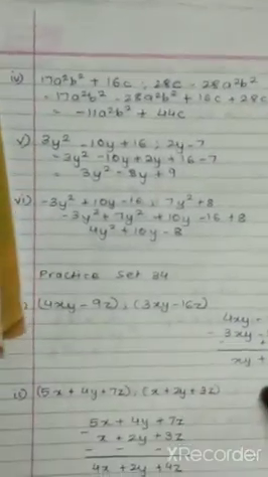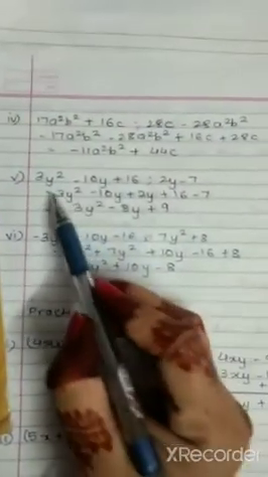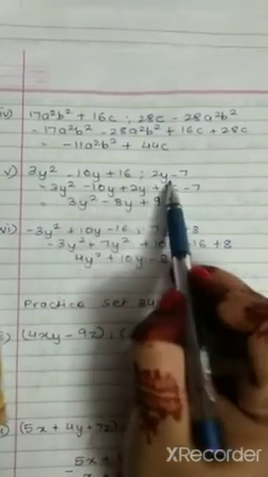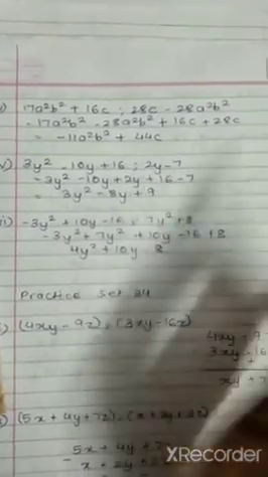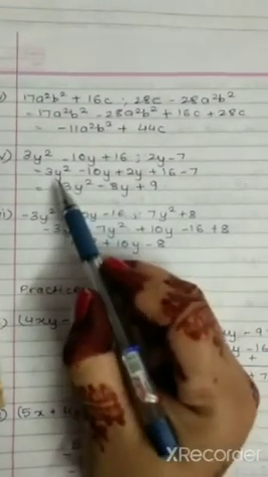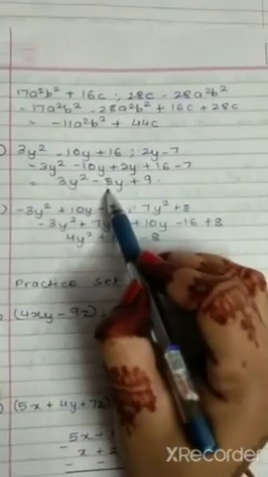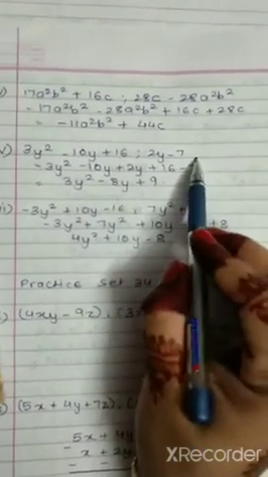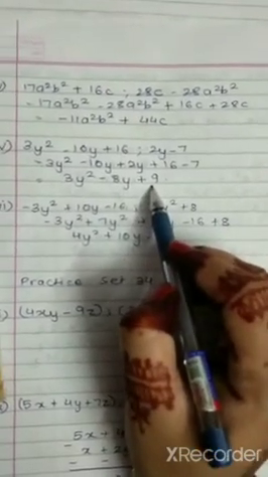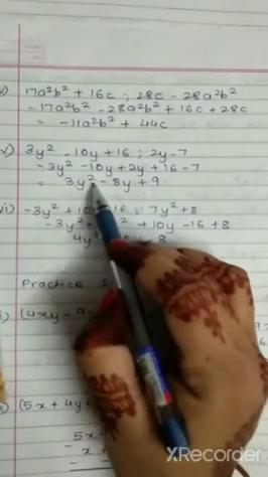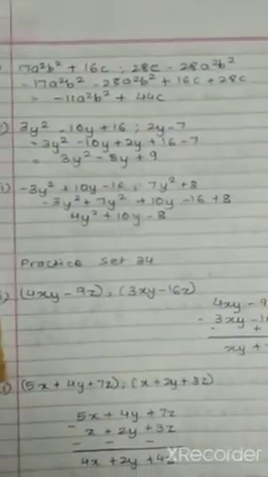3y square minus 10y plus 16, and the other term is 2y minus 7. So the y square term will be as it is, the y term will be added, and the number will be added. So this becomes 3y square minus 10y plus 2y becomes minus 8y, plus 16 minus 7. This becomes plus 9. So the final answer is 3y square minus 8y plus 9.